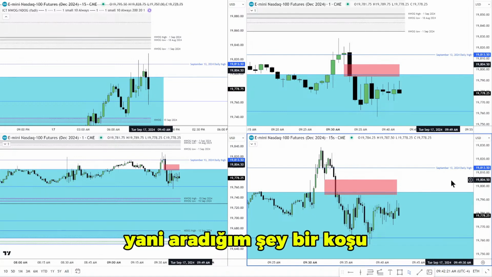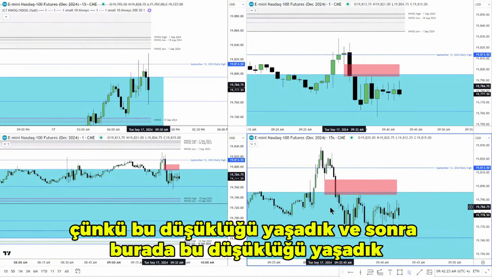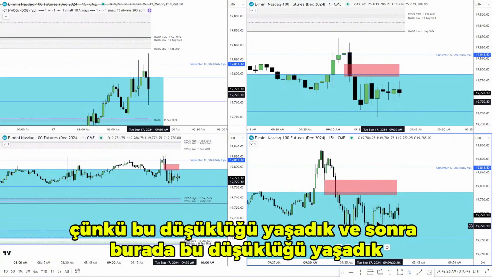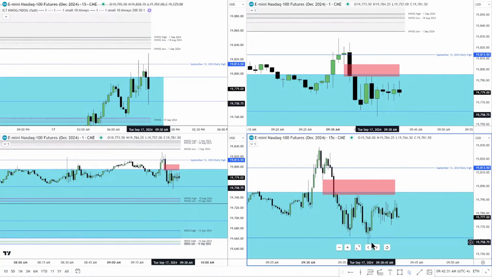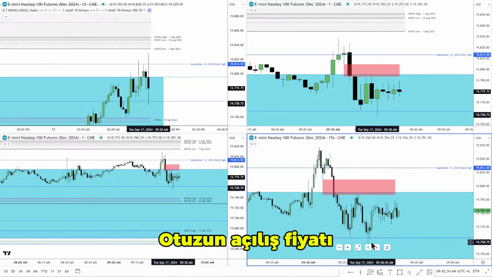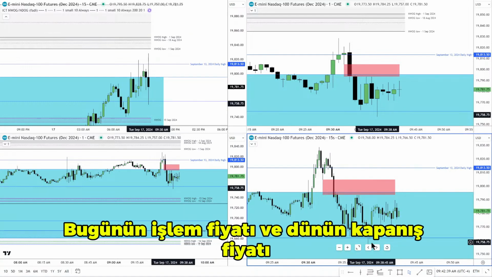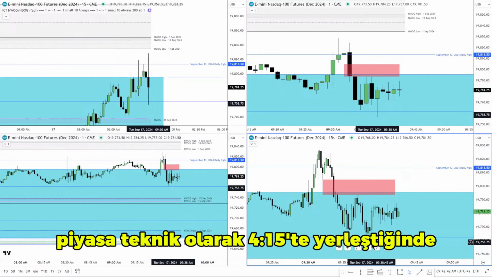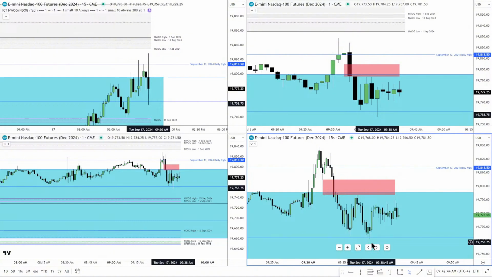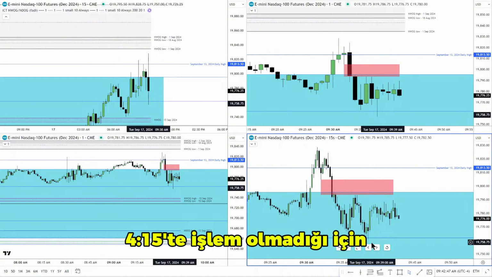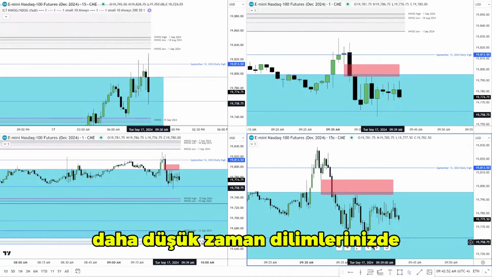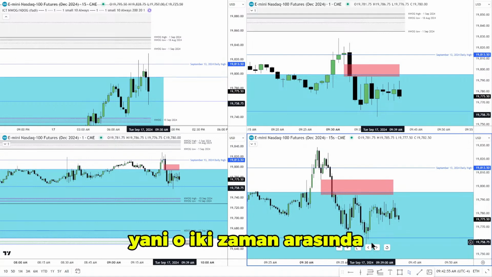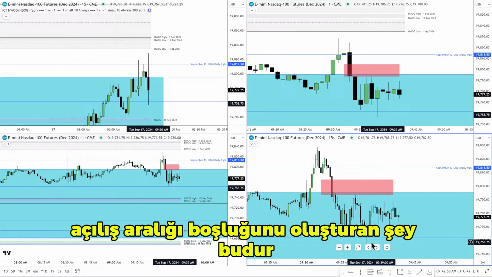So what I was looking for is a run, because we had this low and then this low here, trading down into the upper quadrant of the opening range gap. That means the difference between 9:30's opening price, the very first tick opening print, today's trading, and yesterday's settlement price, when the market technically settles at 4:15. Since there's no trading at 4:15, 4:14 is the last print. So that's what you're looking for in the lower time frames. Between those two times, that's what makes up the opening range gap.